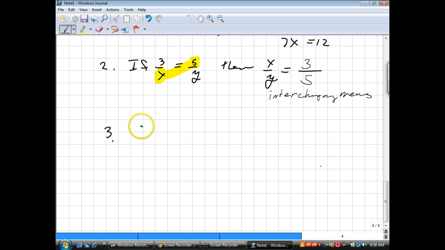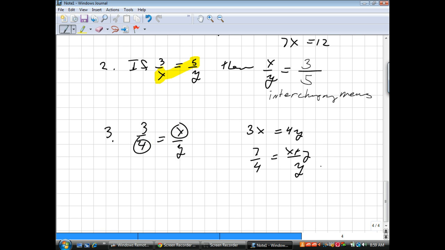So if I have 3 over 4 equals x over y, is that equal to 3x equals 4y? Or is it 7 over 4 equals x plus y over y? So which one would be correct? Well, even if we exchange the means and the means here, and then we do means and extremes, this one would not be correct. It would have to be 3y equals 4x. So this one is not correct.